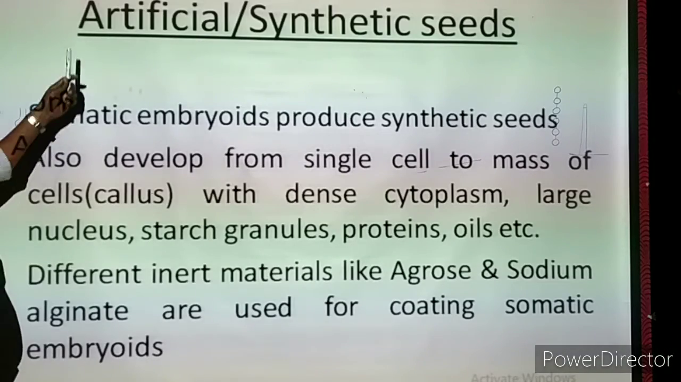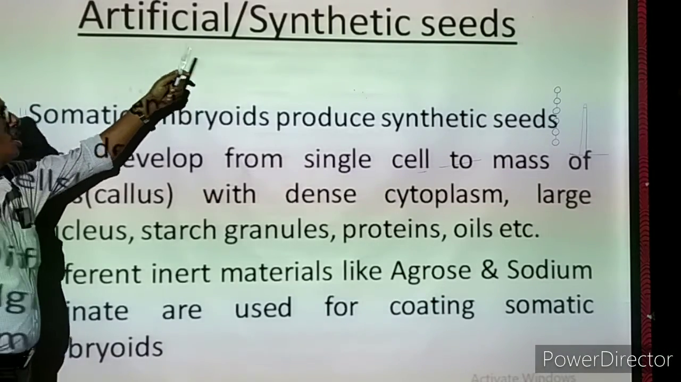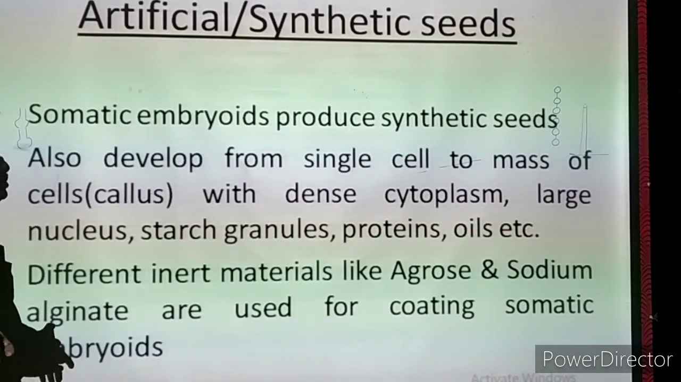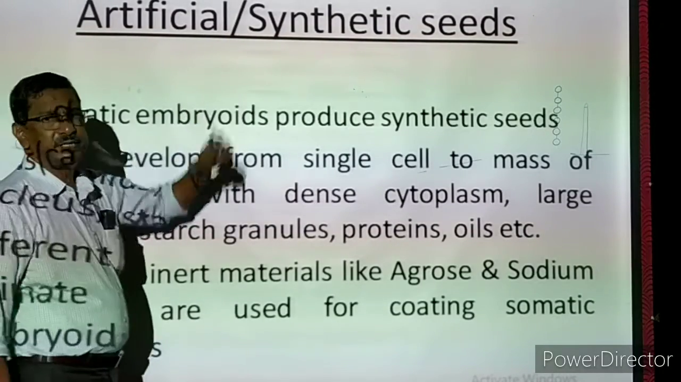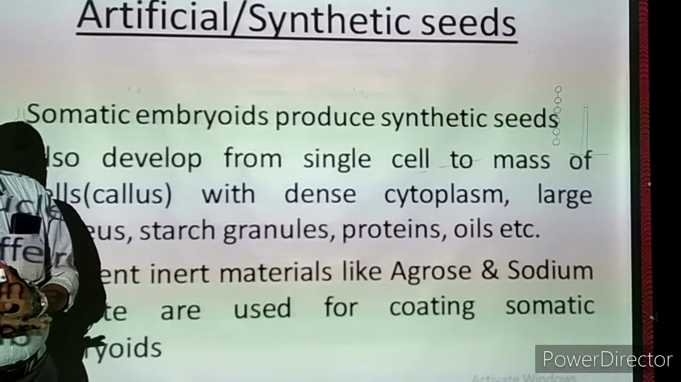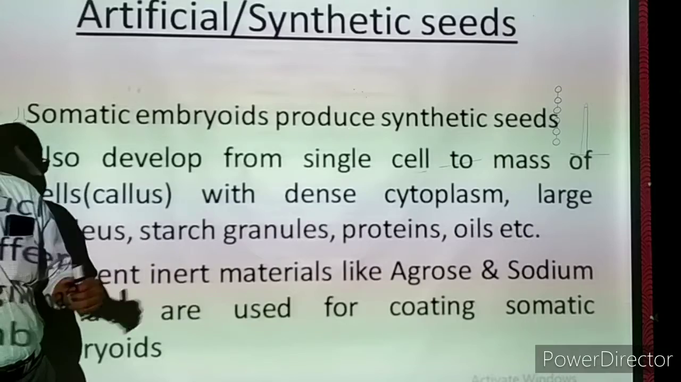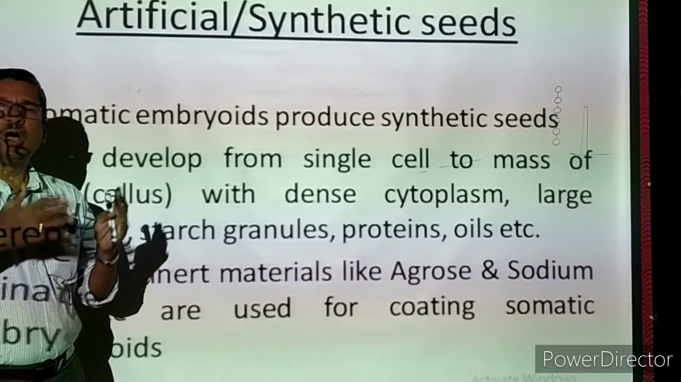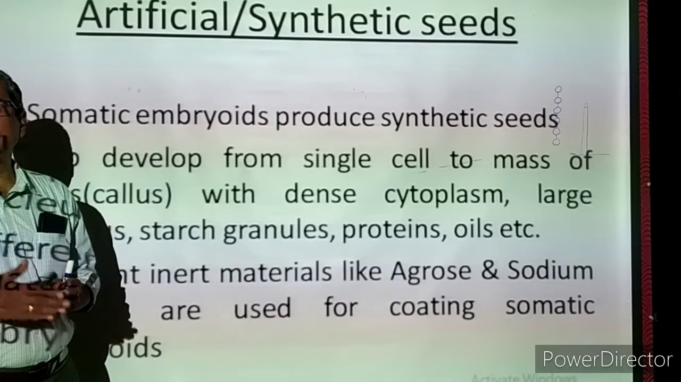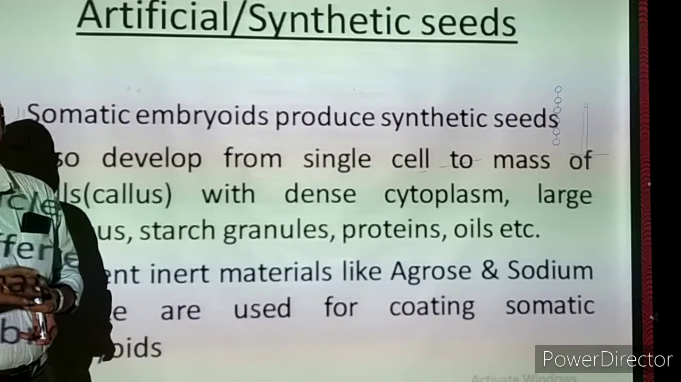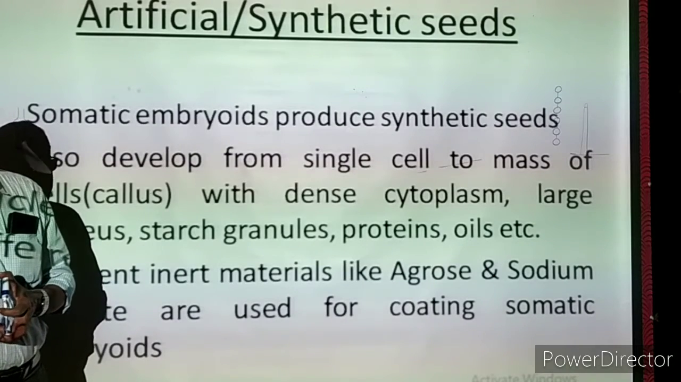Now we will start with artificial or synthetic seeds. In the previous class I told about the meaning of synthetic seeds. Suppose we are following plant tissue culture. At the end of the technique we are finding the plantlets. The plantlets are developed by plant tissue culture. Now after hardening, the plantlets are taken to the natural environmental condition, that is in the nursery or in the farm or in the garden.